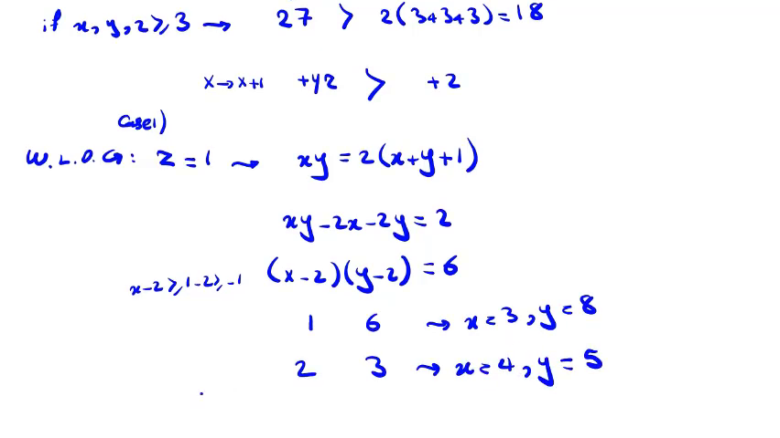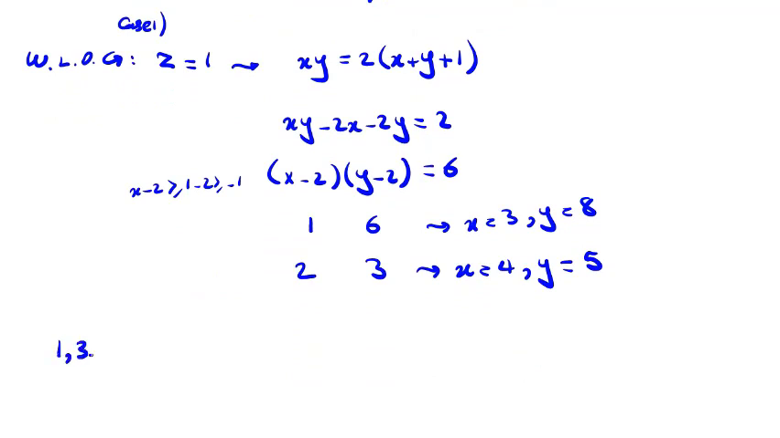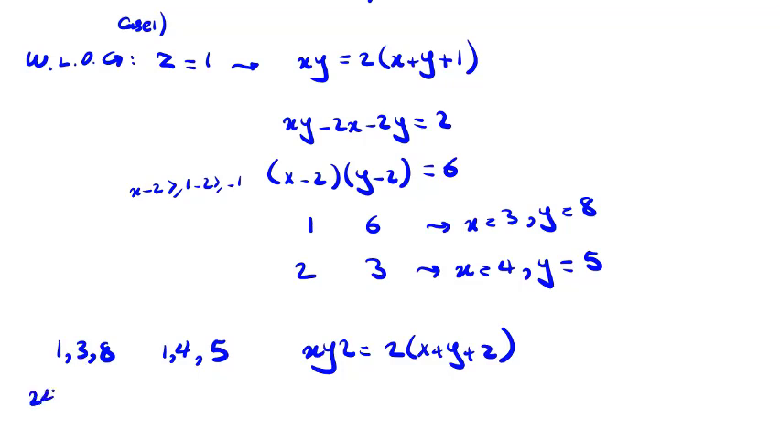And so our answers are what? 1, 3, 8 and 1, 4, 5. So you should always check in the main equation at the end. On the left side it is 24, and the right side is 2 times 8 plus 3, 11 plus 1, 12. Is it okay? This one: 4 times 5 times 1, 20. 1 plus 4 plus 5, 10. And 2 times 10, 20. So it is also okay.